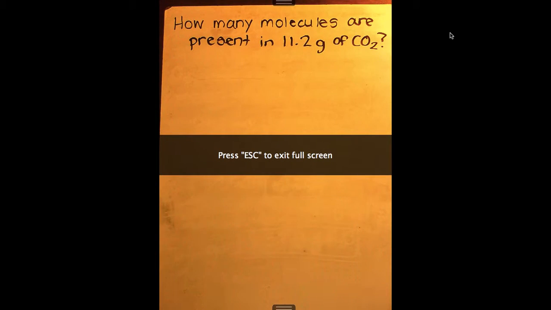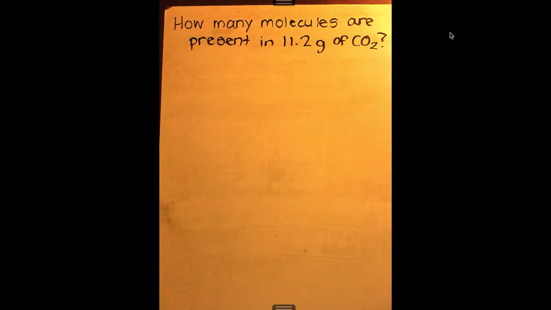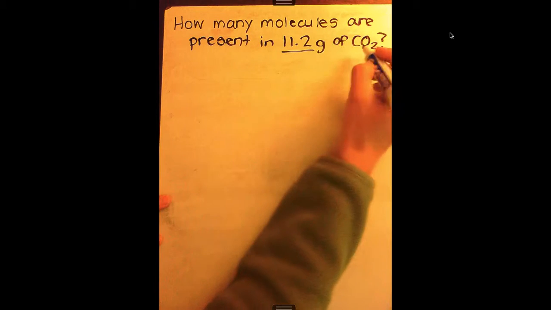Okay, let's take a look at something that's a little bit different than what we've been looking at. Here we see no balanced chemical equation, so I know that this is a molar conversion, and we're going to follow the same steps though. We're going to write down what's given, and then we are going to cancel out our units, see what we got. So in this one, we're given 11.2 grams of CO2.